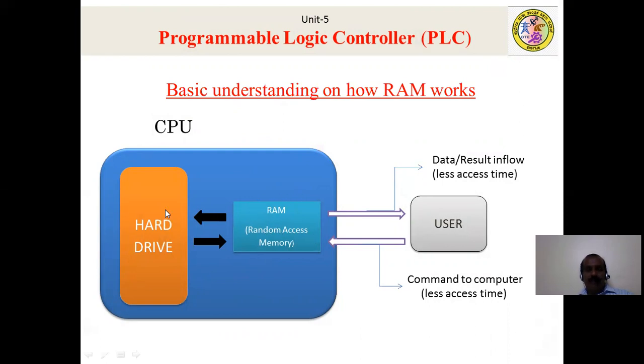So whenever we require a file from the hard drive, the file is initially loaded to the RAM and the user will make the necessary changes in the RAM. After making the necessary changes, it can be again stored in the hard drive. So whenever we call a particular file to the RAM and we do editing, the access time required is going to be very less.